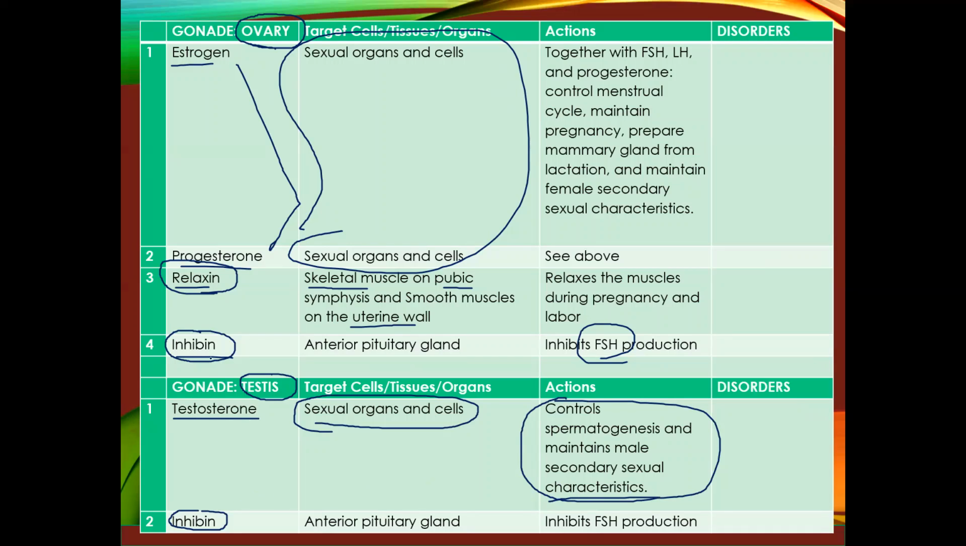The inhibin is very similar to the inhibin on the female side, where the target will be the anterior pituitary gland to inhibit FSH production. Because if there are so many sperm or too much testosterone produced, it's not good. So it will be inhibited by this inhibin, by inhibiting the FSH production.